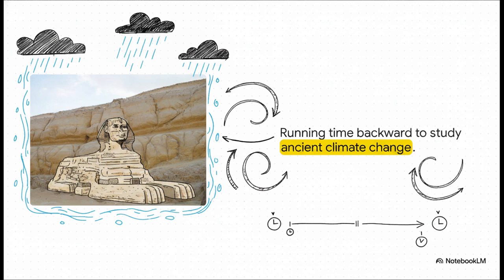Take the Great Sphinx in Egypt. If you look really closely, the base shows signs of what looks like water erosion. Which brings up a crazy question. Did the Egyptian desert actually see significant rainfall over 5,000 years ago? Now, obviously, we can't hop in a time machine, but by feeding erosion rates into a backward time simulation, scientists can basically run the clock in reverse to see exactly what that ancient climate might have looked like.